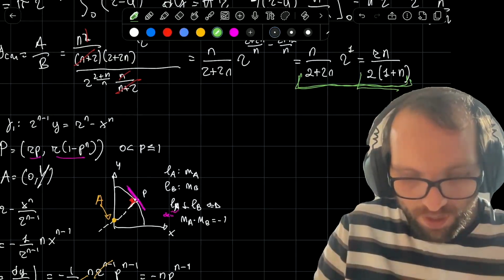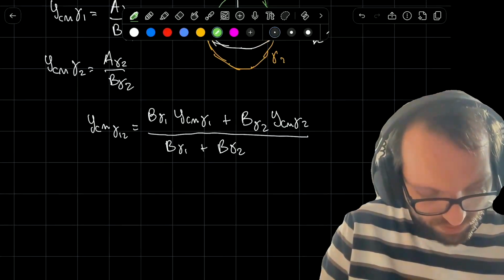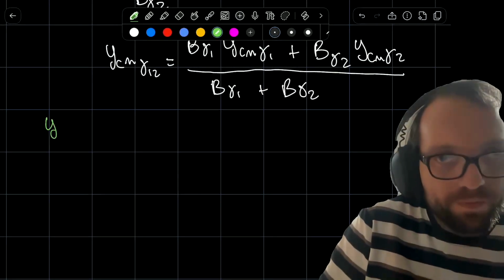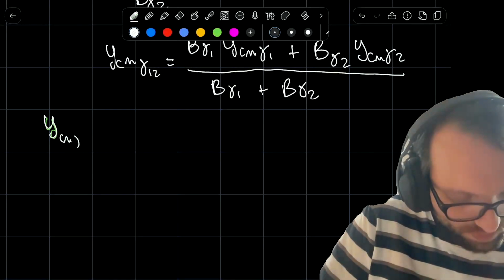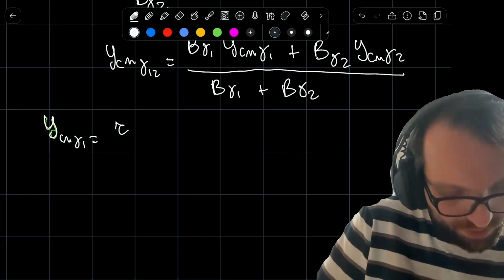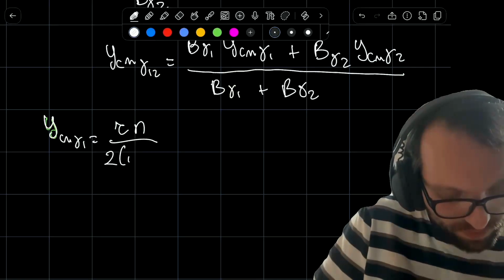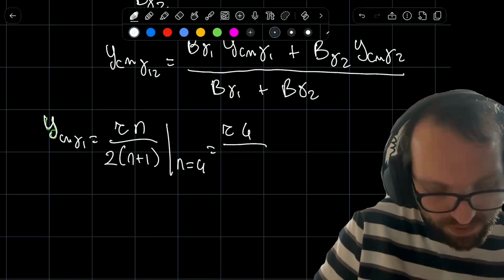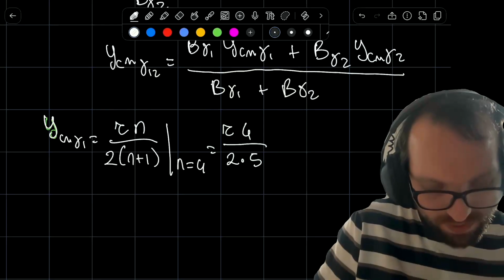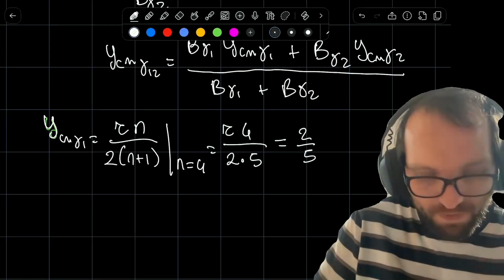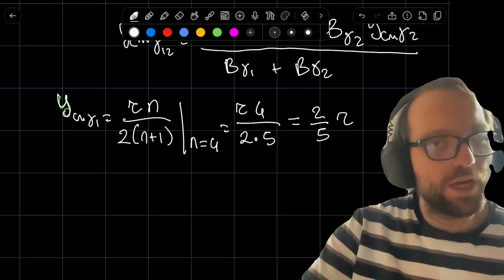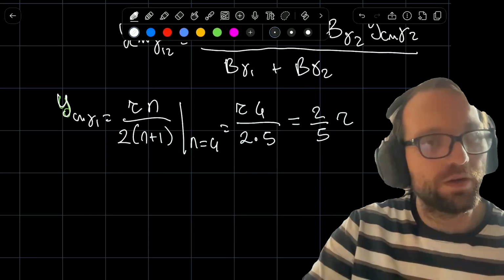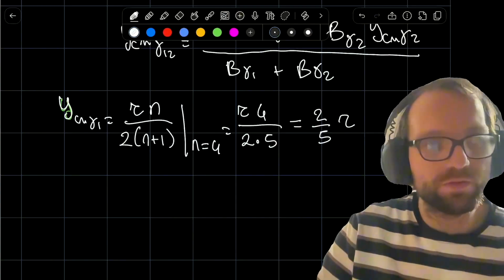So it's going to be R multiplied by n divided by 2n plus 1, this one with n equal 4, which is 2 divided by 5 multiplied by R. After that, what we need to do is find it for gamma 2 now.